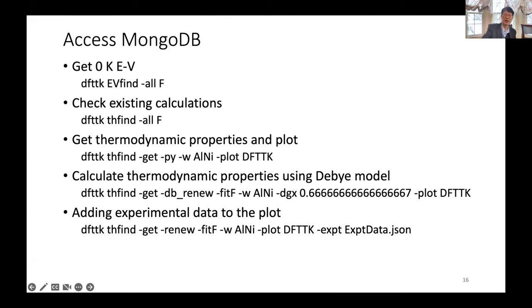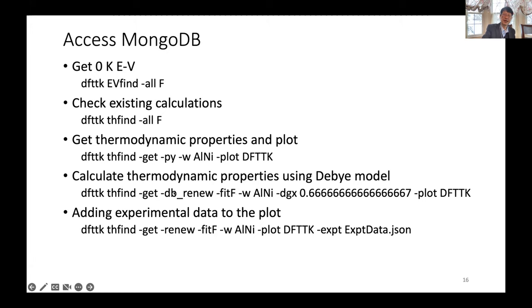Then you can automatically plot the thermodynamic properties. Some other options: sometimes you want to use just the Debye-Gruneisen model to see what your result is. Again, you can use such an option because it gives the Poisson ratio and other properties using different Gruneisen parameters for the Debye model. Again, sometimes you find the EV curve is not very smooth, so you can force-fit the zero K energy-volume curve to make your result better.